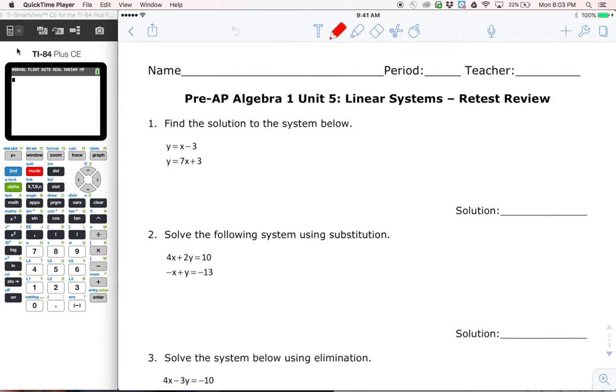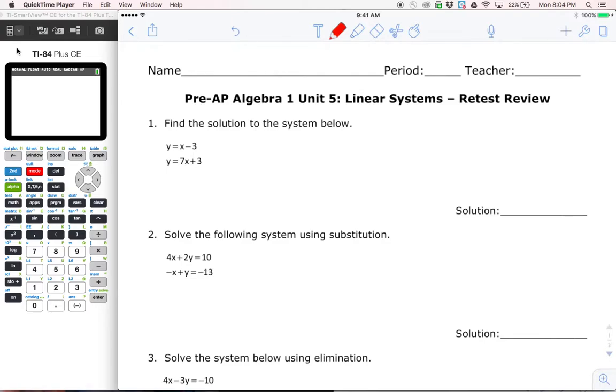All right, so this is the PreAP Unit 5 retest review, right? And this test was over systems of linear equations. So let's go ahead and get started. Don't forget that your retest is going to be very, very similar to these questions, and you want to make sure you can do them by yourself before taking your actual retest.